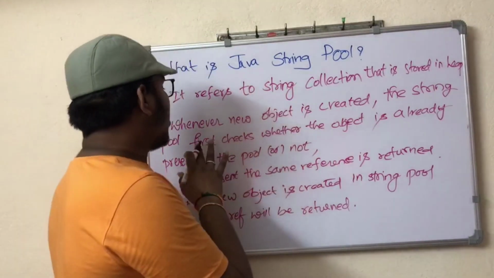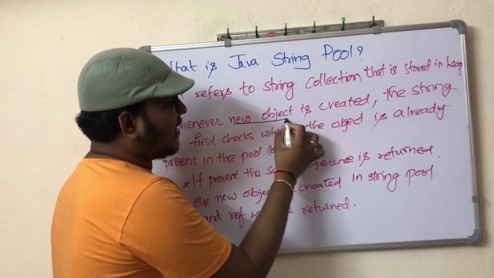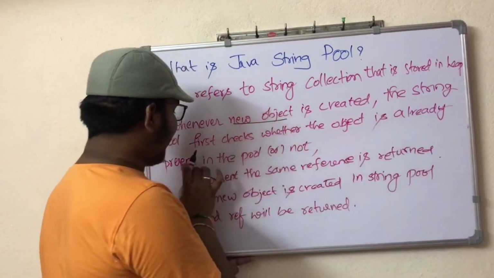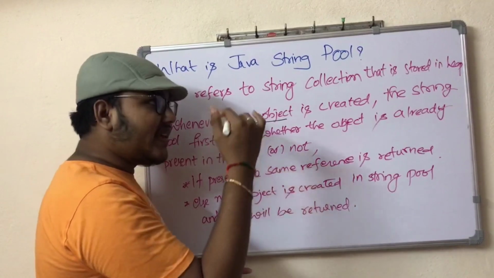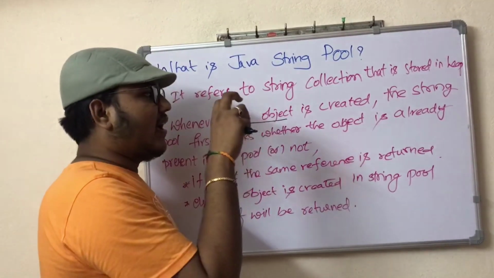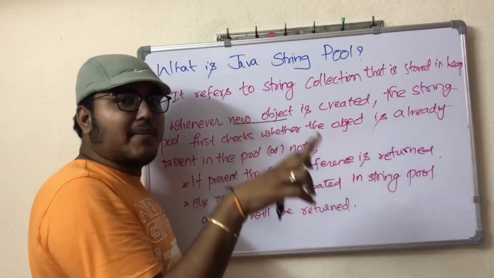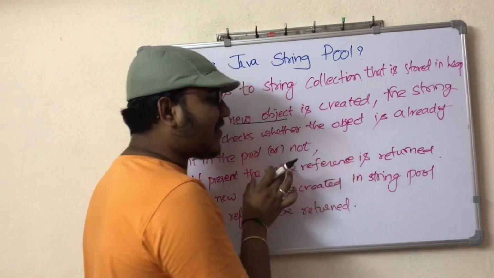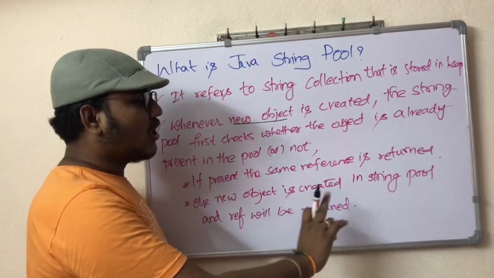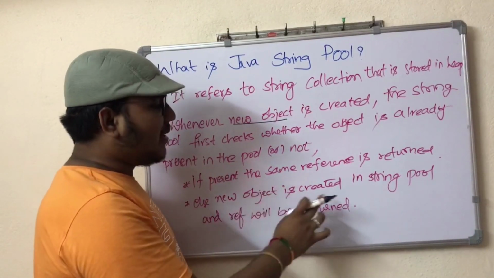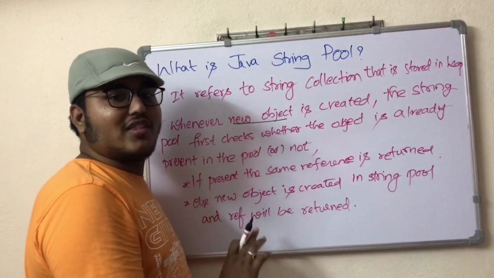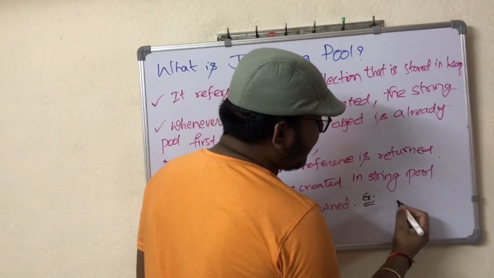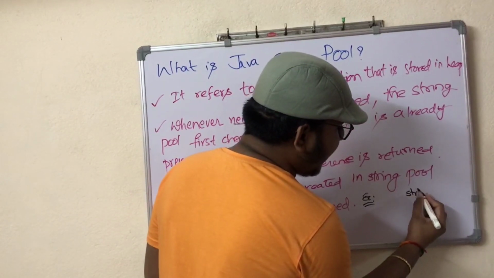Now, whenever a new object is created, the string pool first checks whether the object reference is already present in the pool or not. Let's say if there is an object available with the same name, then the same reference will be returned, or else a new object will be created in the string pool with a new reference. Let's take an example. I want to create a string.